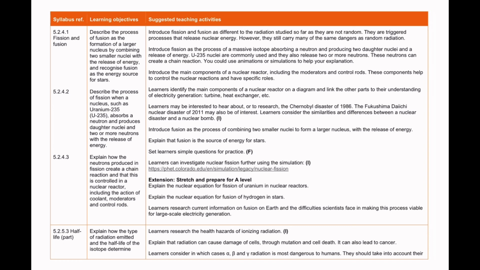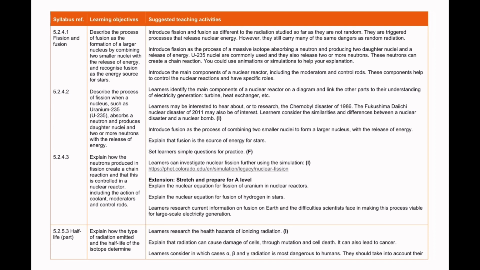Describe the process of fission where a nucleus such as uranium-235 absorbs a neutron and produces daughter nuclei and 2 or more neutrons with the release of energy. Explain how the neutrons produced in fission create a chain reaction that is controlled in a nuclear reactor, including the action of coolants, moderators, and control rods.